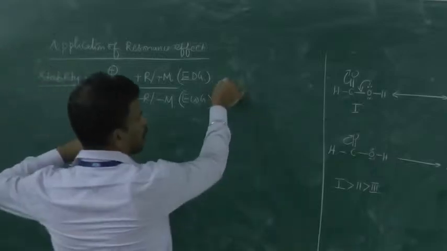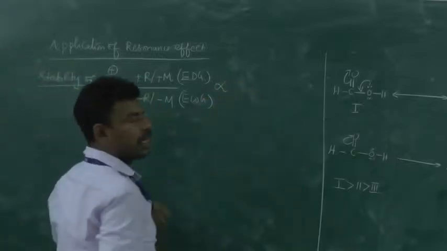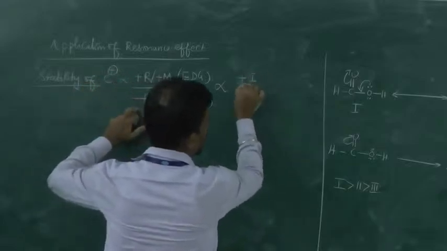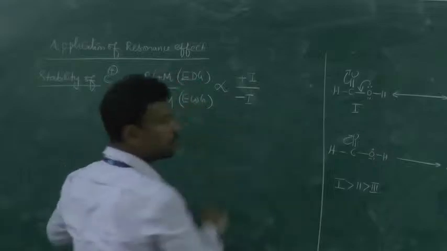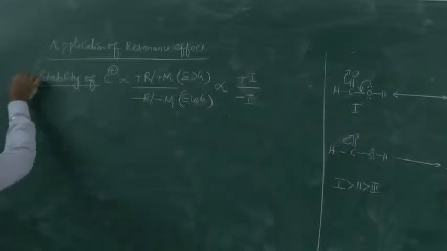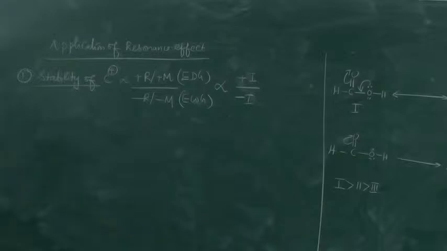இதே நம்ம எங்க பார்த்திருப்போம்? In the case of inductive effect. Inductive effect ல relate பண்ணிருப்போம். Directly proportional to plus I, inversely proportional to minus I. புரியுதா? அப்ப plus னாலே stability அதிகமாகும், minus னாலே stability is going to be reverse. Is it clear? So this is the first application. Yes or no?